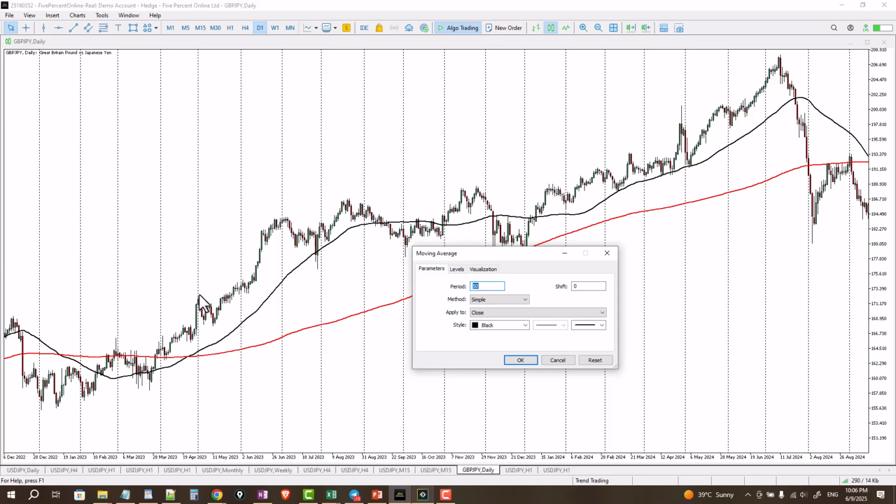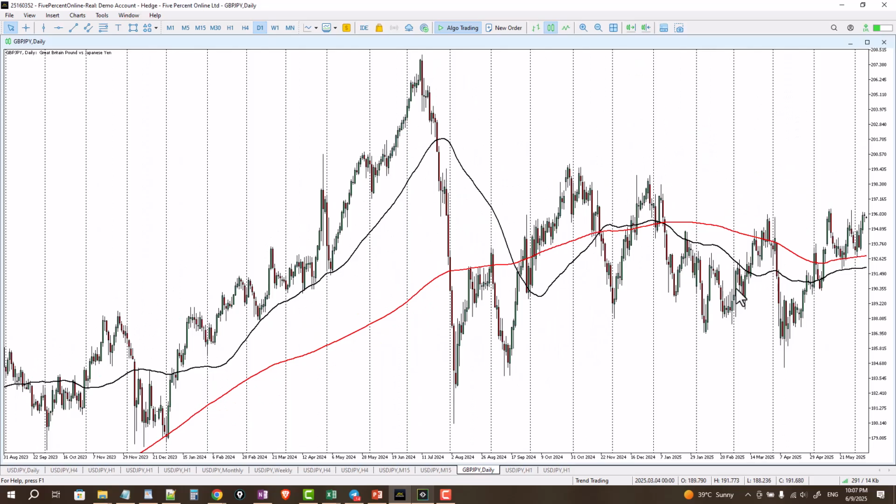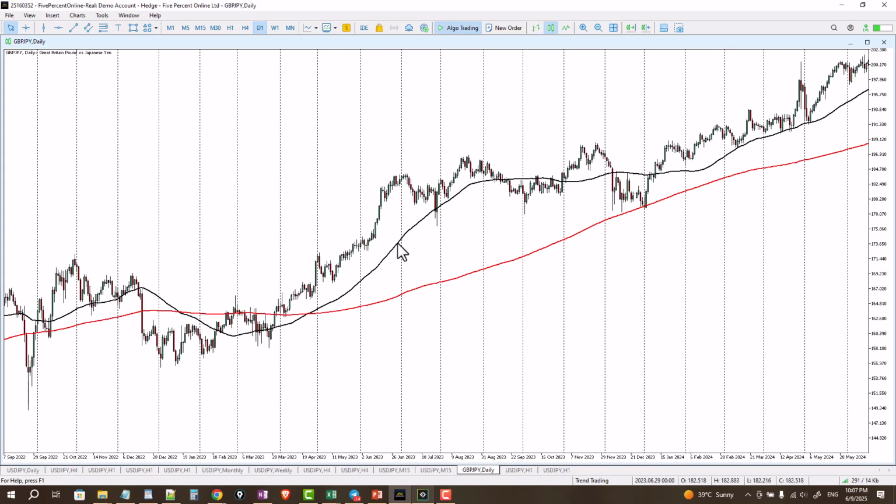And if price was to be below the moving average, like we have here, you see, price here is below the moving average, the 50 or whatever, then this is telling us that the market is in a downtrend, okay? So what does this have to do with anything?